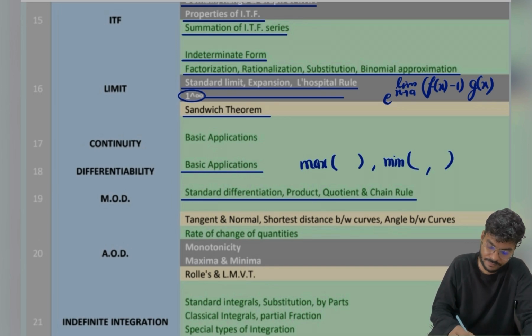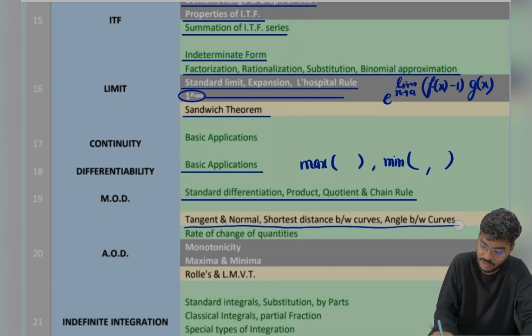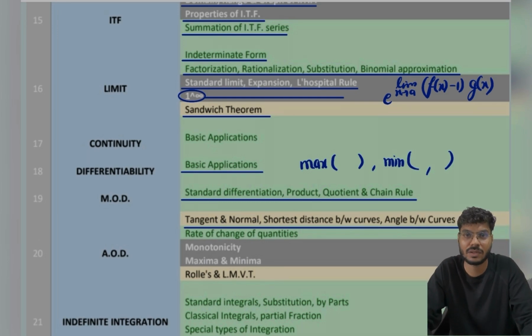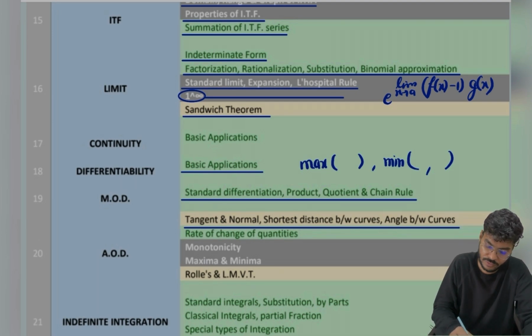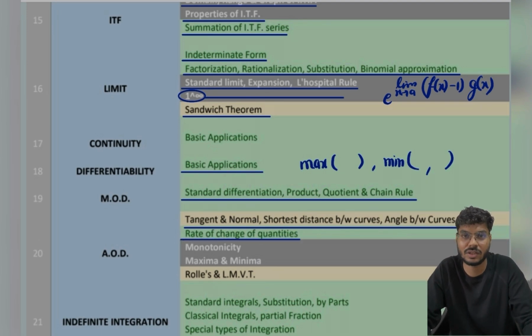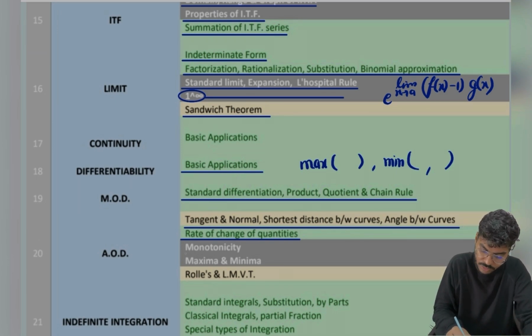In AOD, tangent, normal, shortest distance between the curves, angle between the curves, these are deleted chapters according to the JEE Main syllabus. So don't give too much weightage to these particular things, tangents and normals. Rate of change of quantities, at how much rate it is increasing or decreasing, these are also important. Do not miss monotonicity of the function as well as maxima and minima.